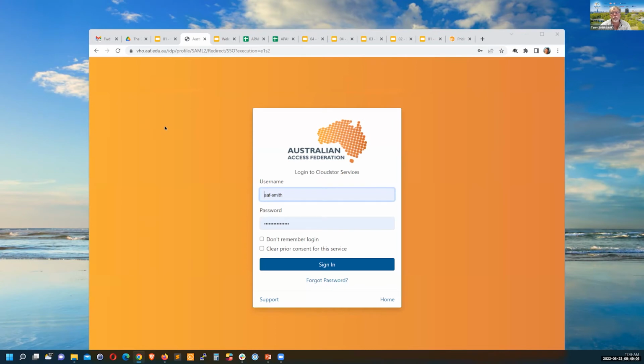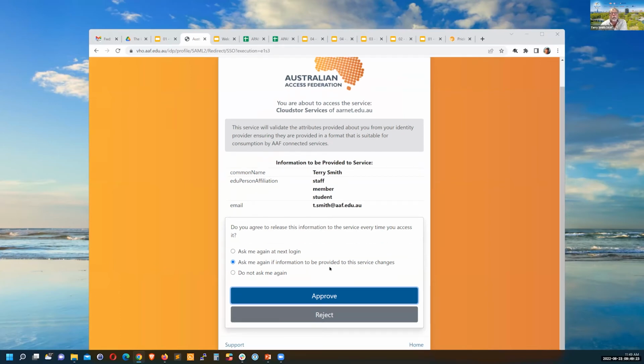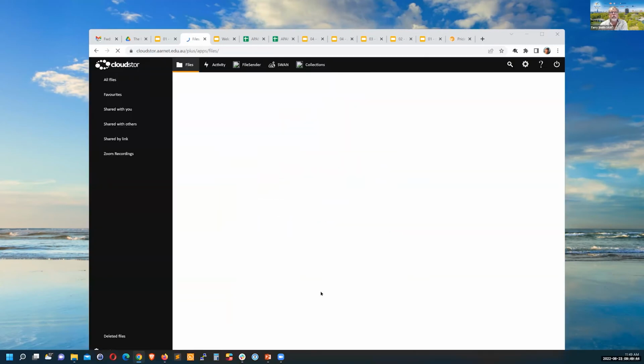And this has now sent me to my organization and is asking me to log in. It's telling me I'm trying to log into this Cloud Store service. I'll click on the sign in. And now my IDP is telling me that it wants me to confirm or approve the release of personal information about myself back to Cloud Store. So it wants my common name, my affiliation and my staff, and I'm a student at the same time, yay, and my email address. So I'm going to let that have that. The authentication has now occurred. It's sent my profile information back to Cloud Store.